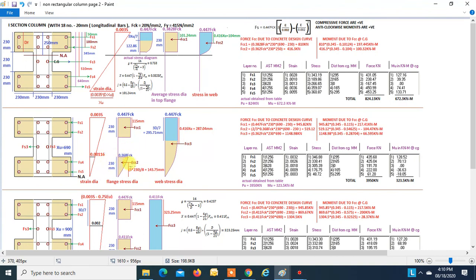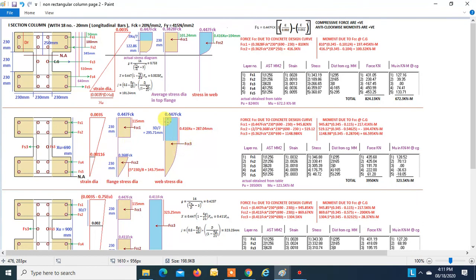Now you can easily find force FCC2 because we know this is a parabola. So using the formula, 2 by 3 into 0.368 FCK into 230 into the length, that is 690 minus 230, that gives you the force FCC2, that is 519.12. Once you know this force, this will give a clockwise moment. So that is equal to 0.345 minus 0.54625, which is equal to minus 104.47 kN-m. So this is going to give a negative moment because it is clockwise.